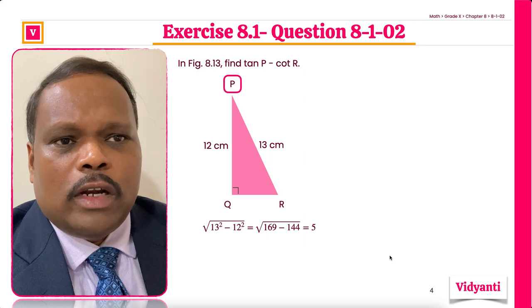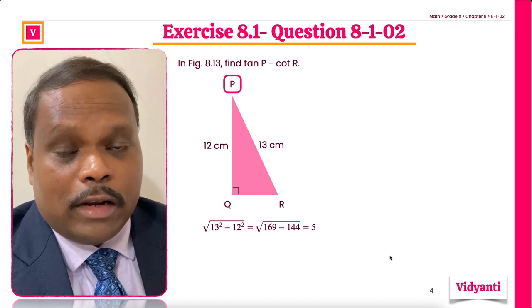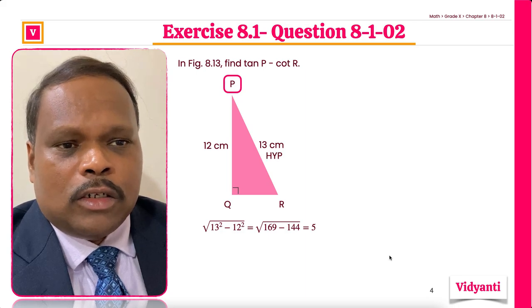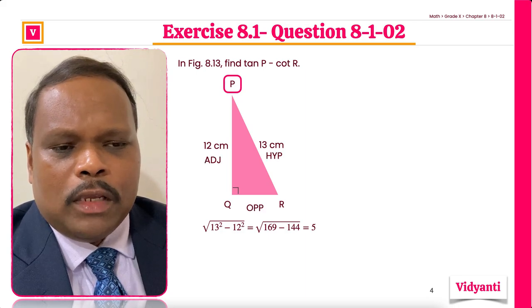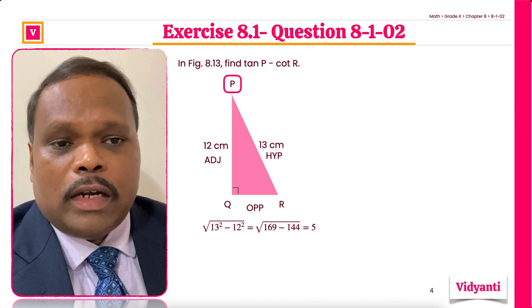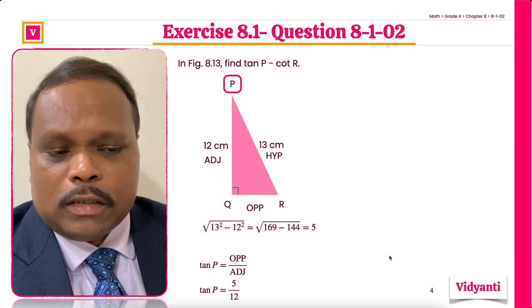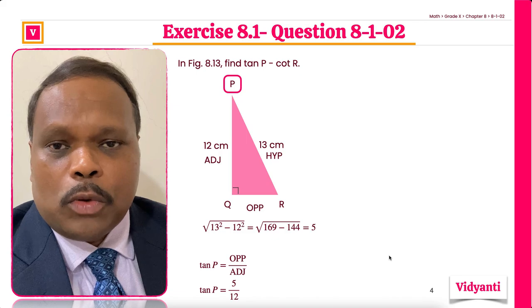First we will find out tan P. The definition of the tan trigonometric ratio: tangent is opposite over adjacent. So for P, opposite is QR, adjacent is PQ. So tan P will be opposite over adjacent. That will come out to be 5 by 12.